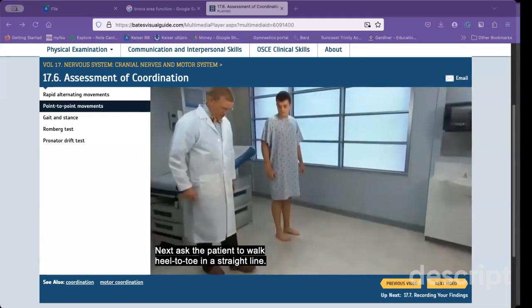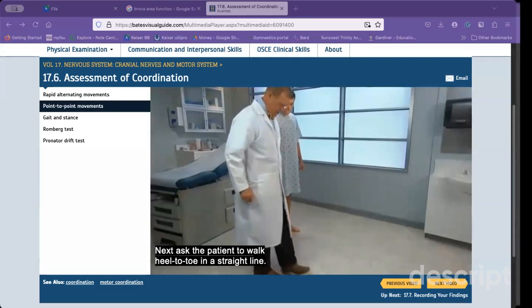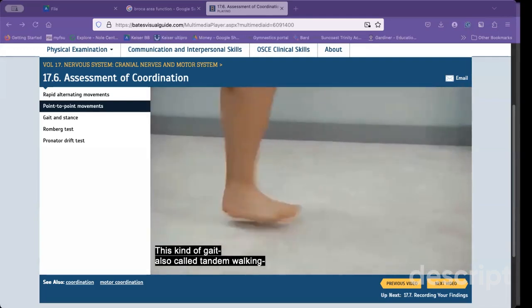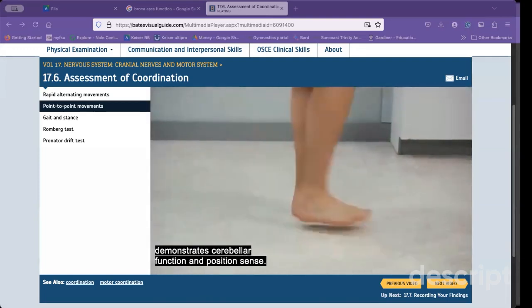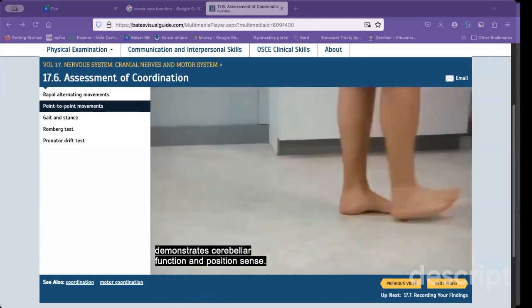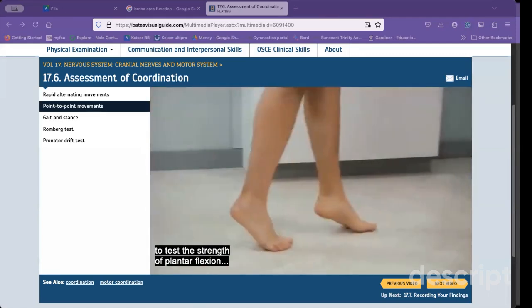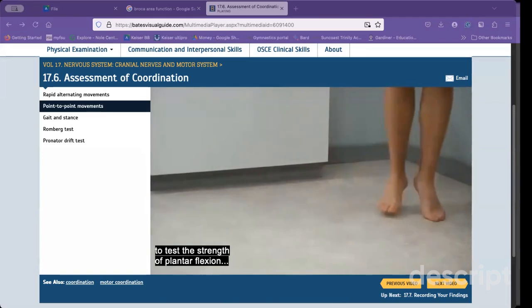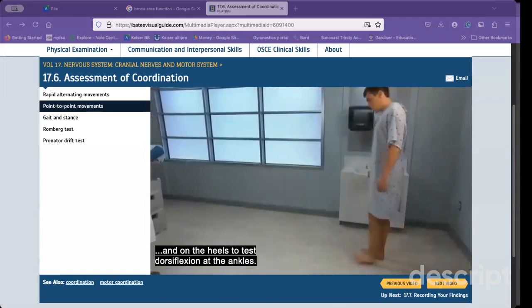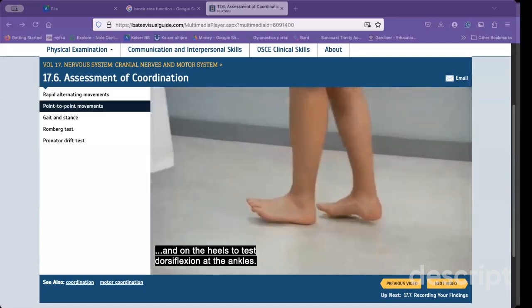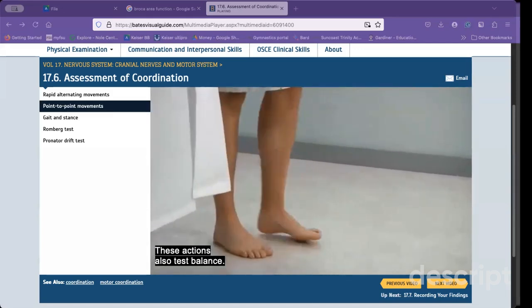Next, ask the patient to walk heel to toe in a straight line. This kind of gait, also called tandem walking, demonstrates cerebellar function and position sense. Then have the patient walk on the toes to test the strength of plantar flexion, and on the heels to test dorsiflexion at the ankles. These actions also test balance.